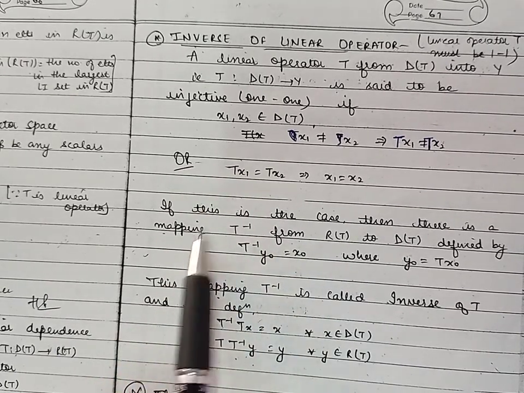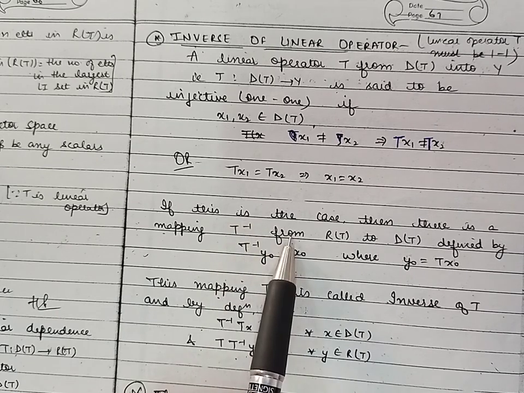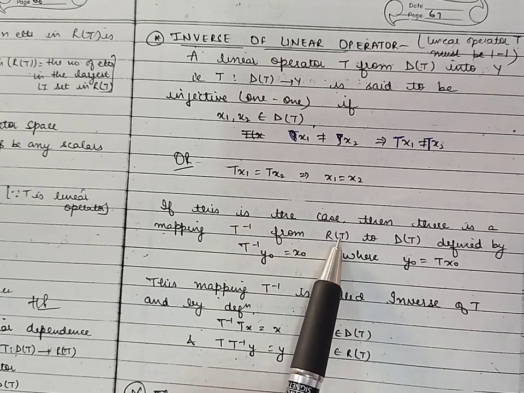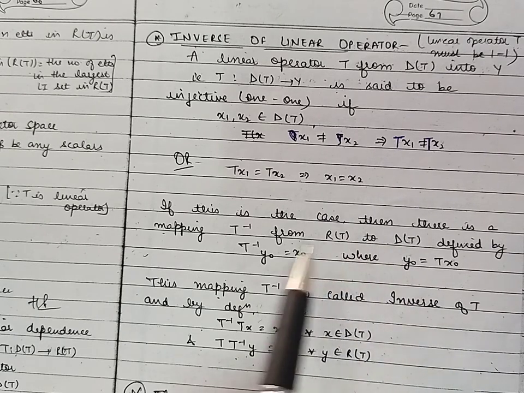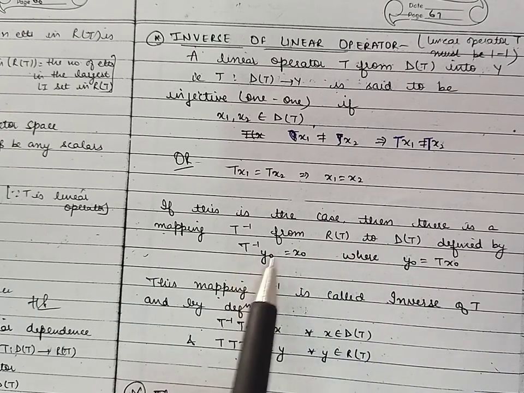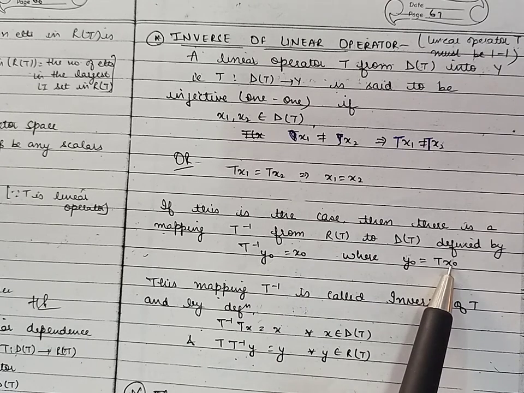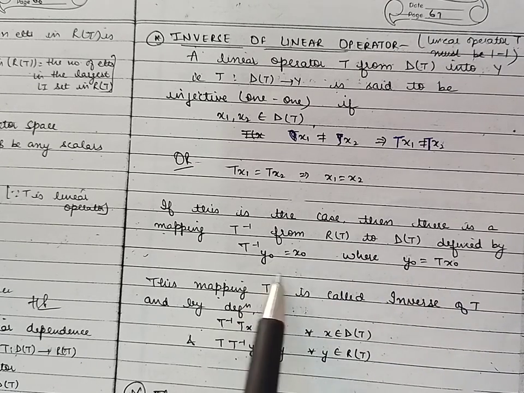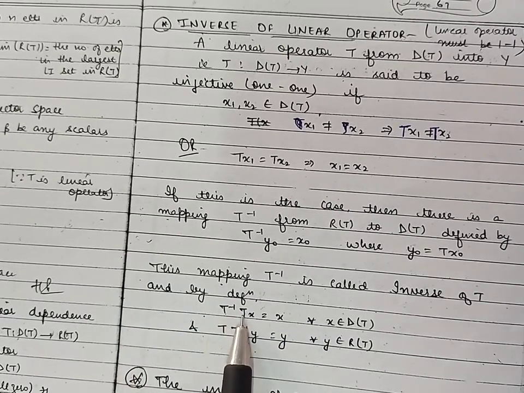So in this case, if the mapping T is injective or one-one, in that case there is a mapping denoted by T inverse, and this is defined from R(T), meaning the range of T, to the domain of T, and defined by T inverse of y naught is equal to x naught, where this y naught is the image of x naught under T.